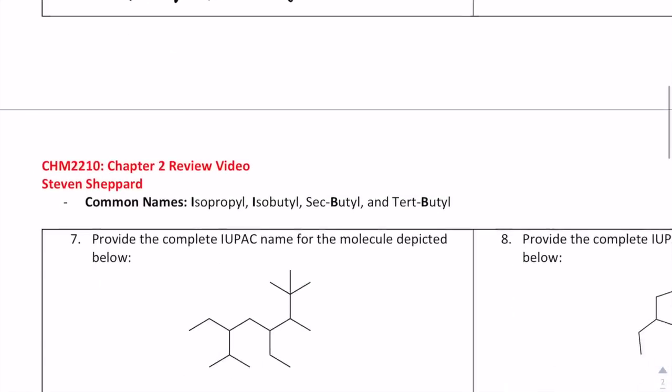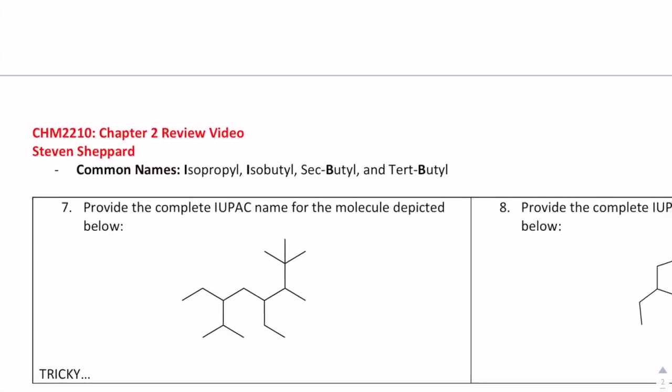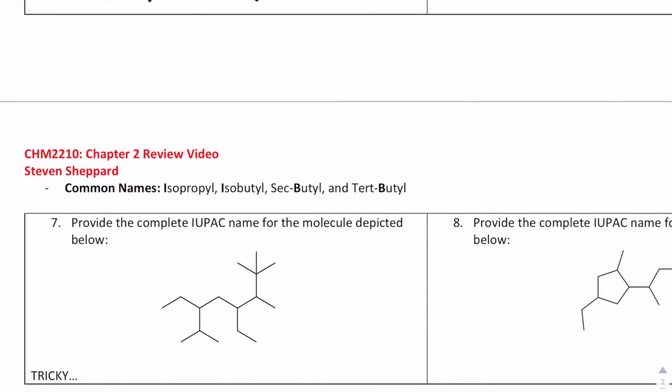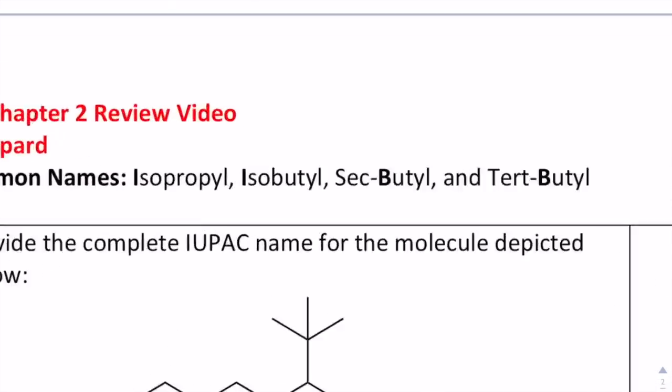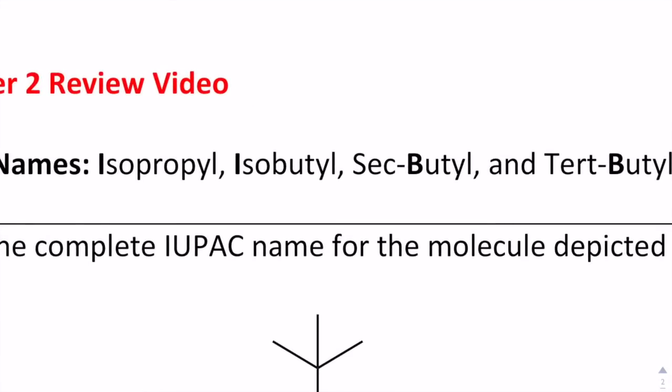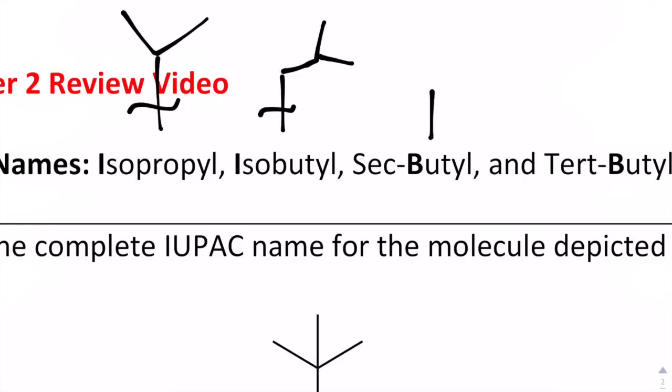Let's move on to the last two. Let's take a quick detour on some common names. We have these 4 common substituents that you should be aware of. Isopropyl groups look like Y's, like that. And the squiggly line just means the rest of the molecule. Isobutyl looks something like this. Okay. Sec-butyl looks something like this.